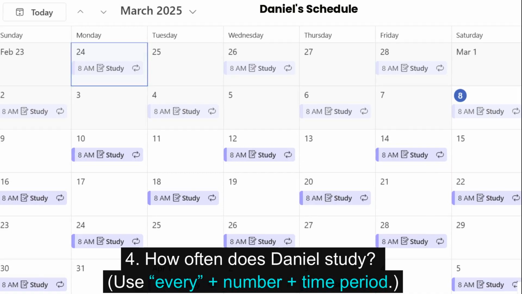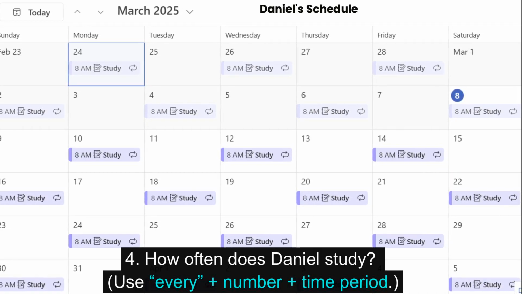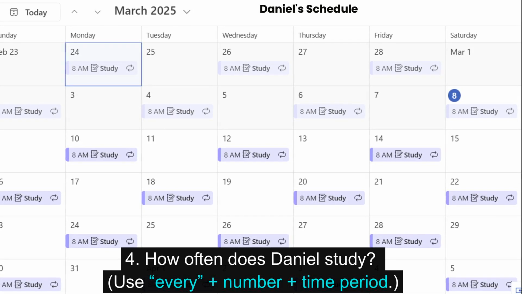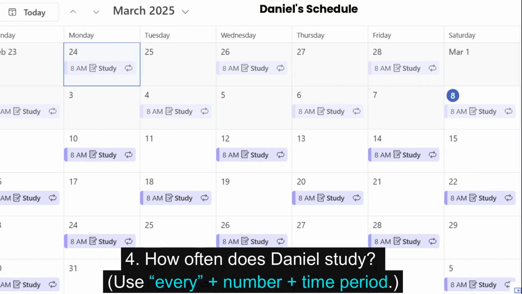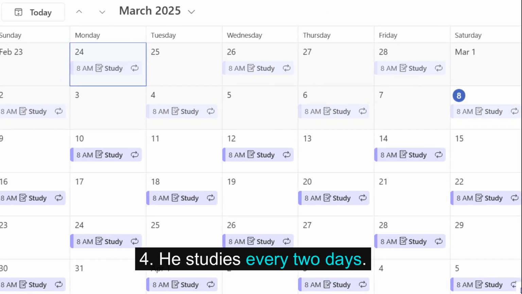4. How often does Daniel study? Use every plus number plus time period. 4. He studies every 2 days.